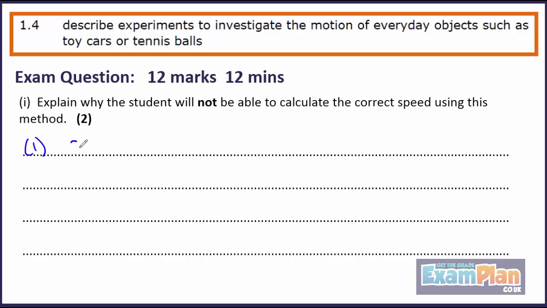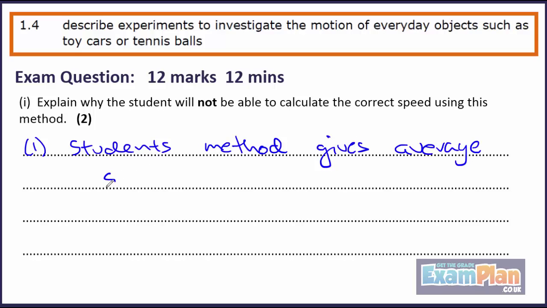So our answer will be, the student's method calculates an average speed across the whole slope. The speed at the bottom will be greater than this, and so her calculation, and therefore her method, will be incorrect.